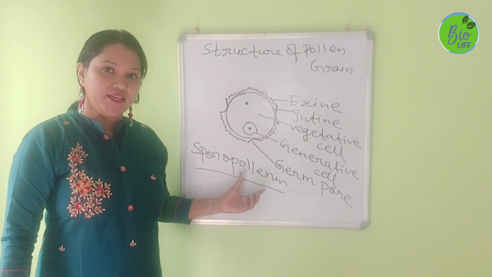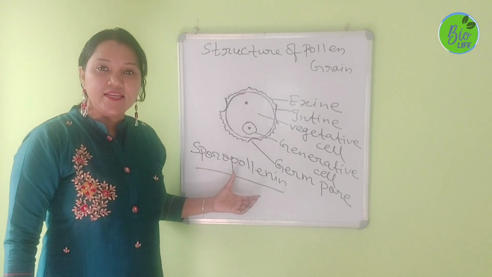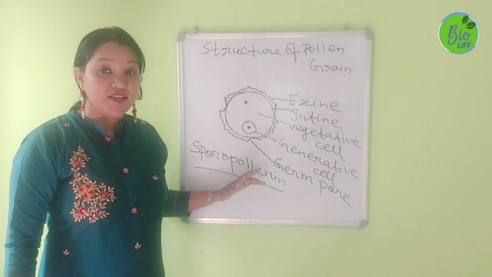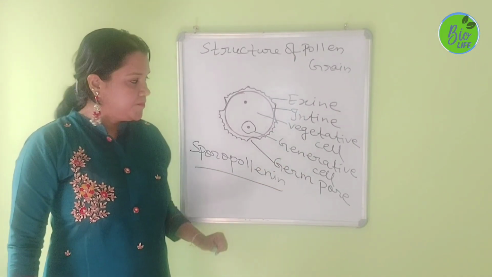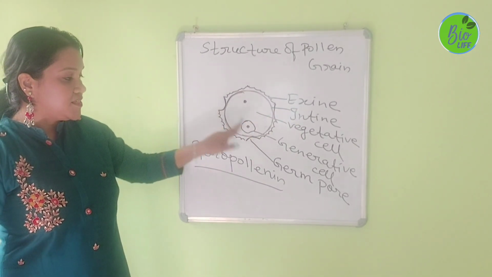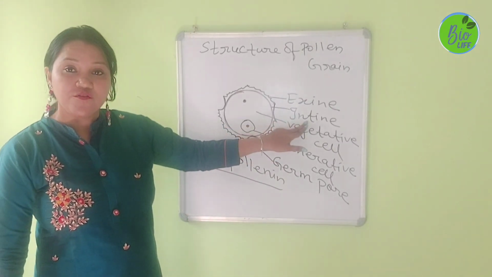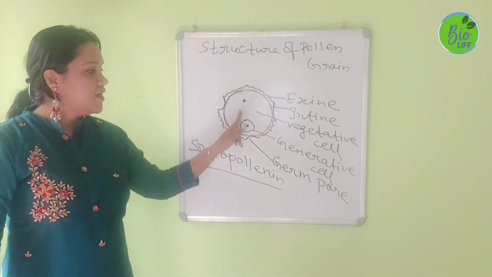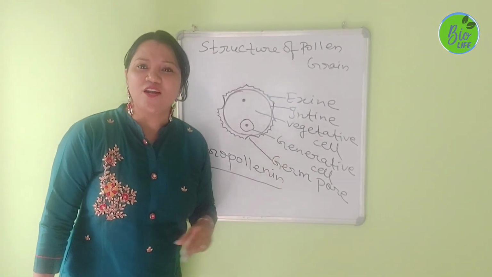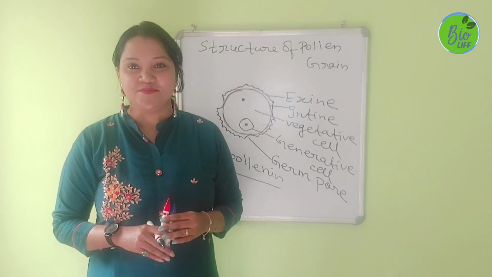Sporopollenin can withstand high temperature, and is very resistant to acid, alkali and enzymatic action. Due to the presence of sporopollenin, pollen grains can be preserved as fossils. The exine is discontinuous at certain places, called germ pores, where sporopollenin is absent. The intine is composed of cellulose and pectin, and inside it the vegetative cell and generative cell are present. So this was all about microsporogenesis, that is, production of male gametes, and the structure of the pollen grain. Thank you all.